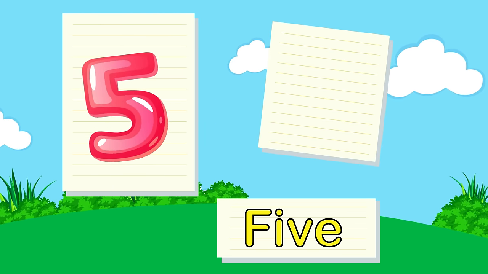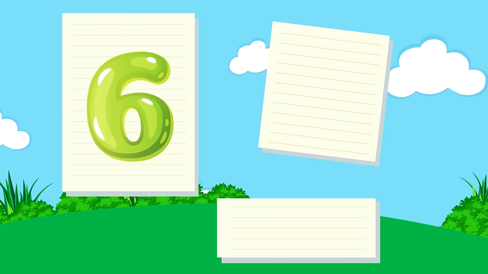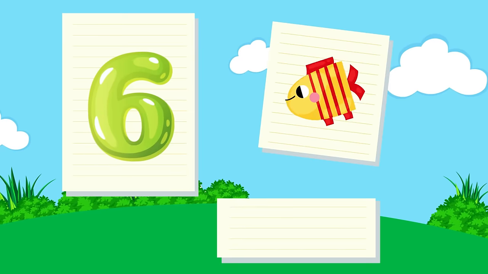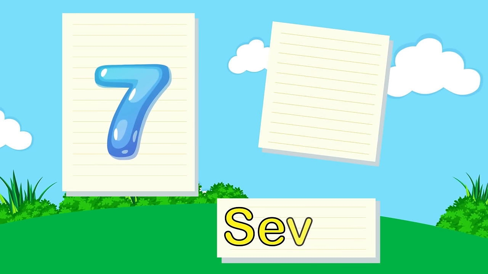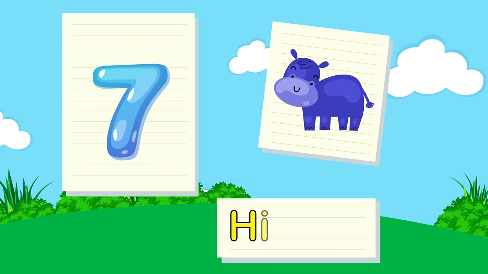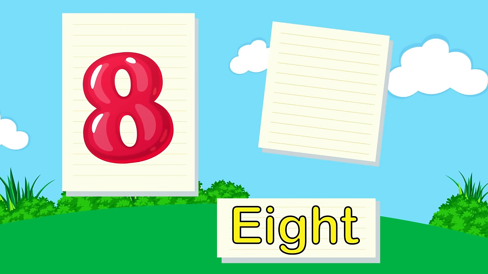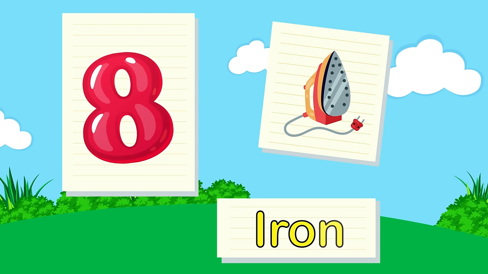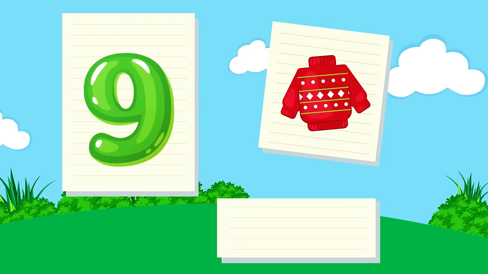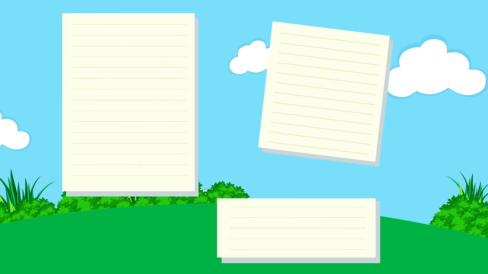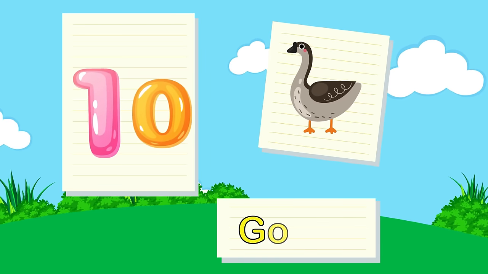5. F I V E. Five balloons. 6. S I X. Six fishes. 7. S E V E N. Seven hippos. 8. E I G H T. Eight irons. 9. N I N E. Nine jackets. 10. T E N. Ten cars.